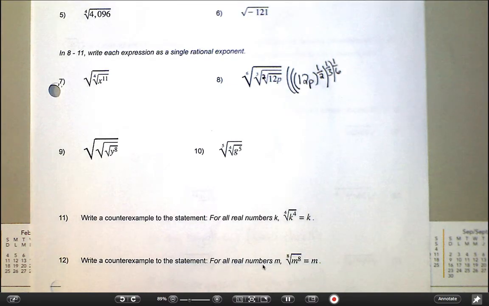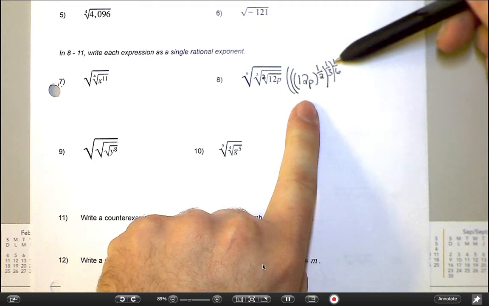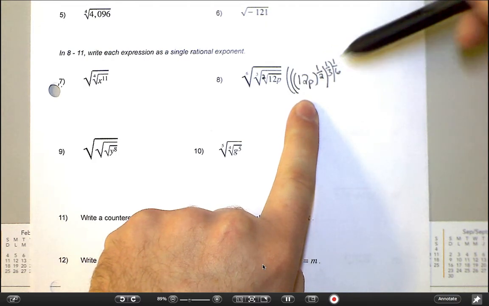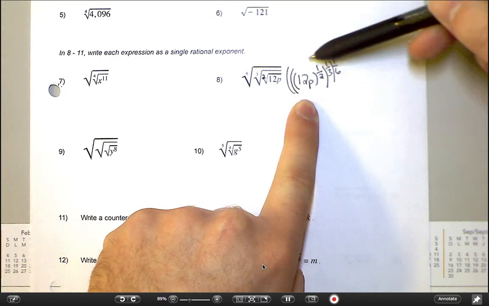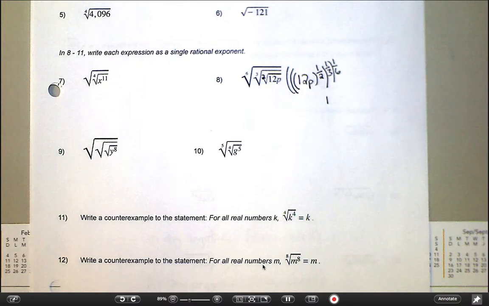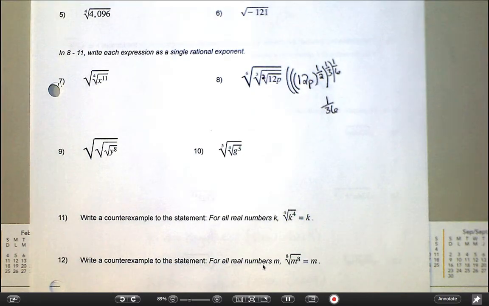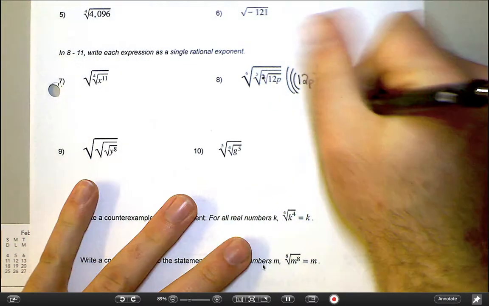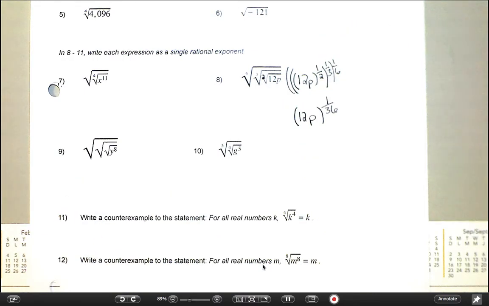Okay. From there, I need to combine these exponents all together, but this is a power to a power to a power, which means we're multiplying. And if I'm multiplying fractions, I go straight across the top and straight across the bottom. So across the top, I have 1 times 1 times 1, which is just 1. And on the bottom, I have 2 times 3, which is 6, times 6 gives me 36. So I end up with 1/36. Now that's in the exponent of the original thing that I was taking the roots of, which is our 12p.